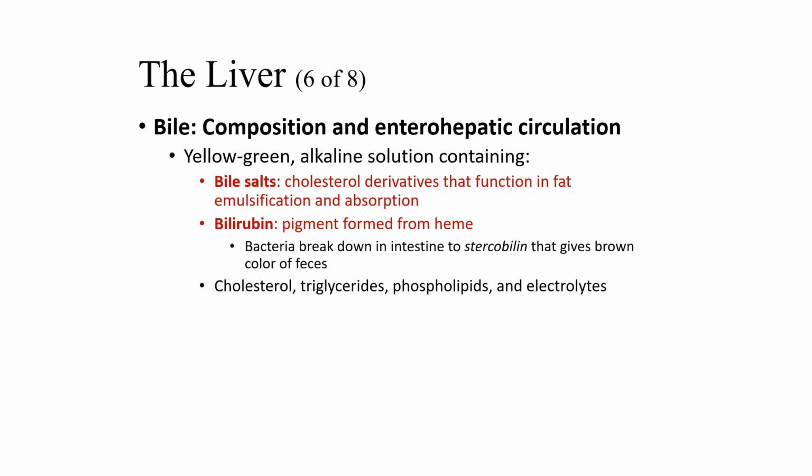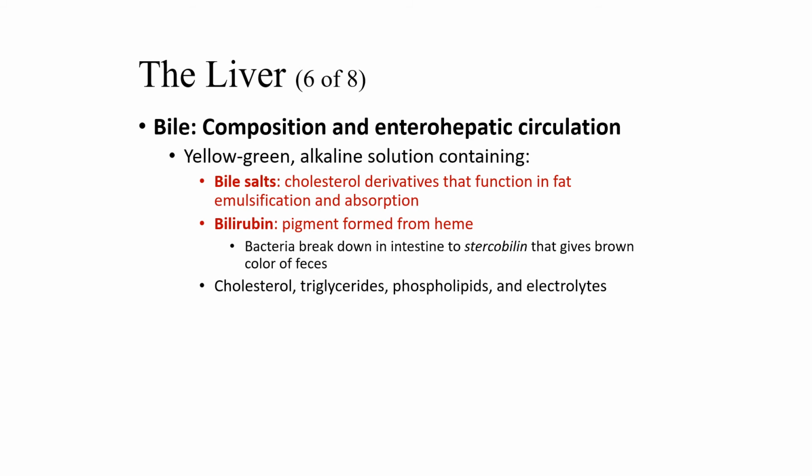It makes bile, and bile is kind of yellow-green looking. It's alkaline, so it's going to have a high pH. And it also makes the bile salts. These are derived from cholesterol, and these salts are necessary to emulsify fat, so it can be broken down by the intestinal lipases, and then the fatty acids can then be absorbed by the intestine.